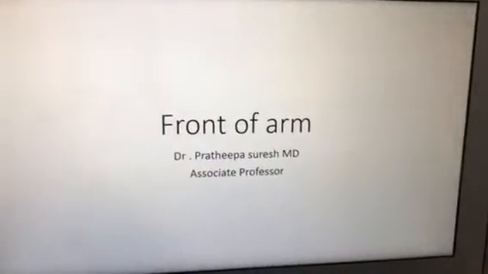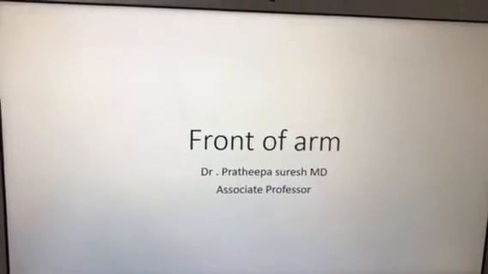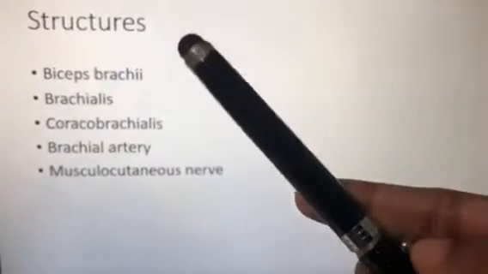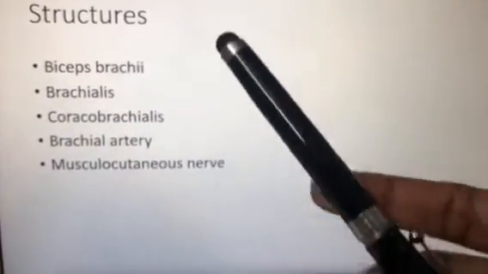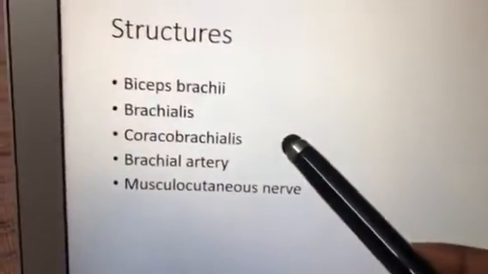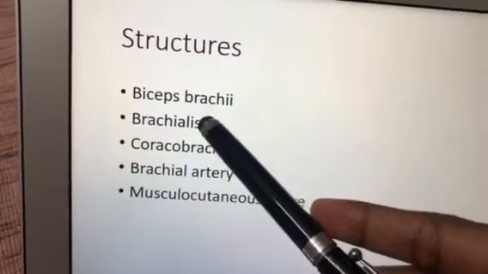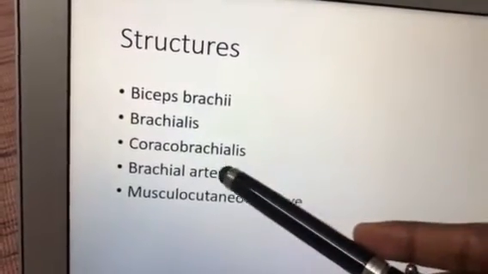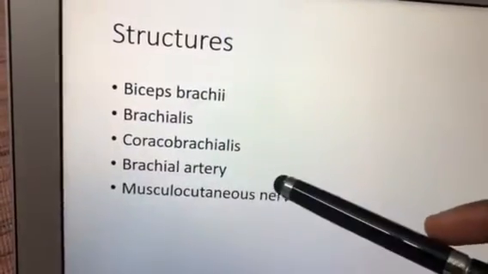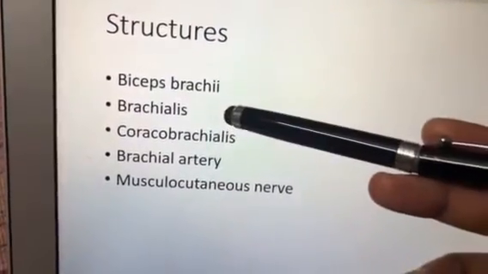Hi students, in this video we are going to see the front of arm structures. The structures we are going to see are the muscles, the blood vessels and the nerve. What are the muscles we are going to see? Just see here: biceps brachii, brachialis, coracobrachialis, and the brachial artery and musculocutaneous nerve. So many MCQs are there and a few short notes are there in this.